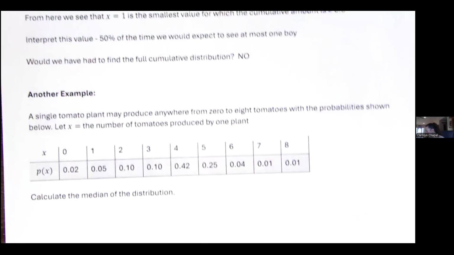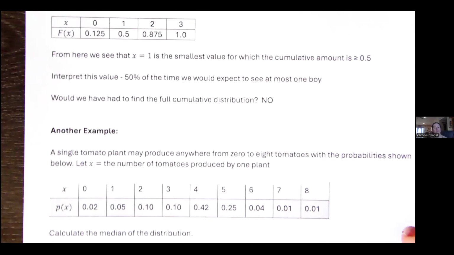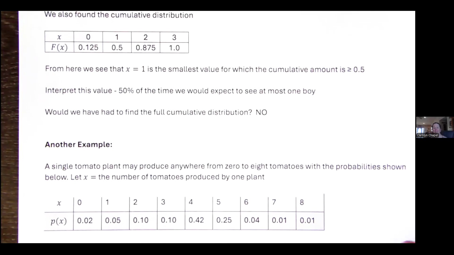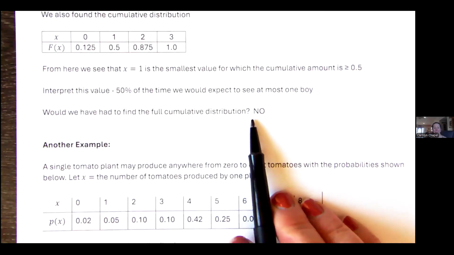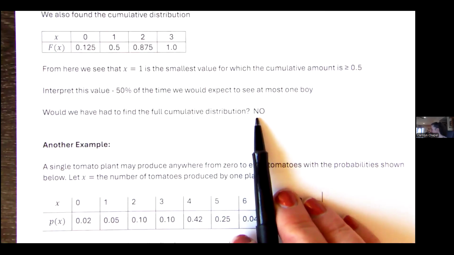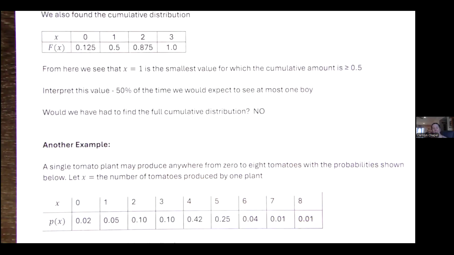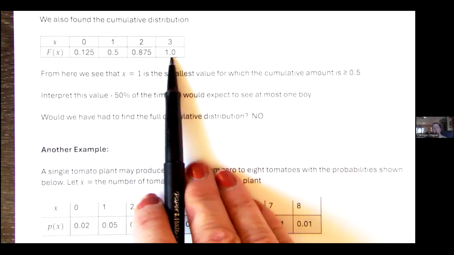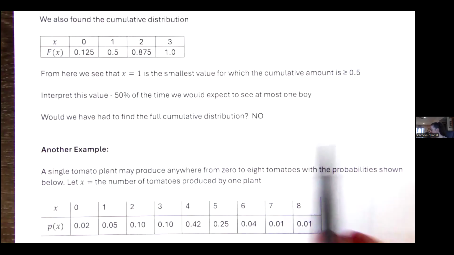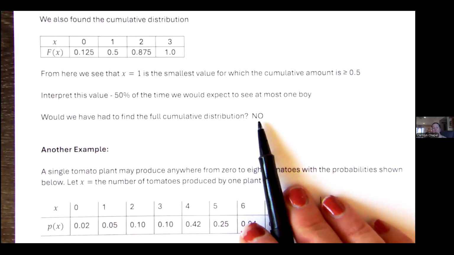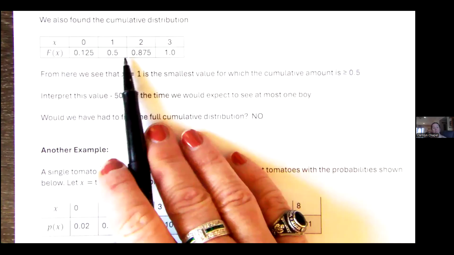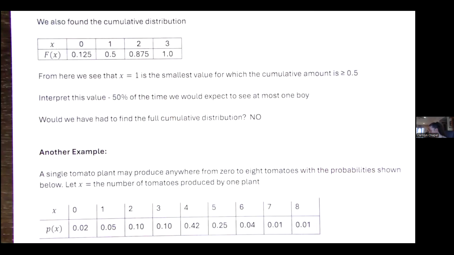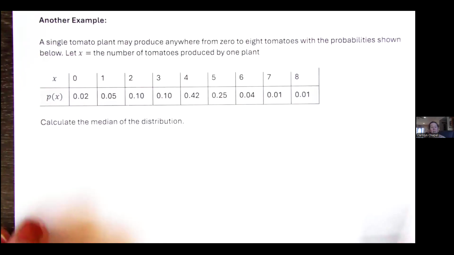Right, let's do another one. I did ask a question: do you need to actually calculate the whole cumulative piece? Do I need to keep going all the way to the end? And the answer to that is no, because if I'm looking for the median, I just need to stop as soon as I'm bigger than 50%. So we're going to do that.